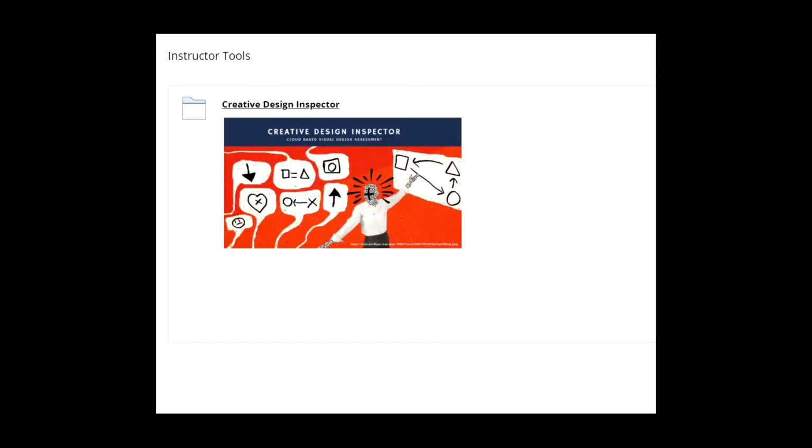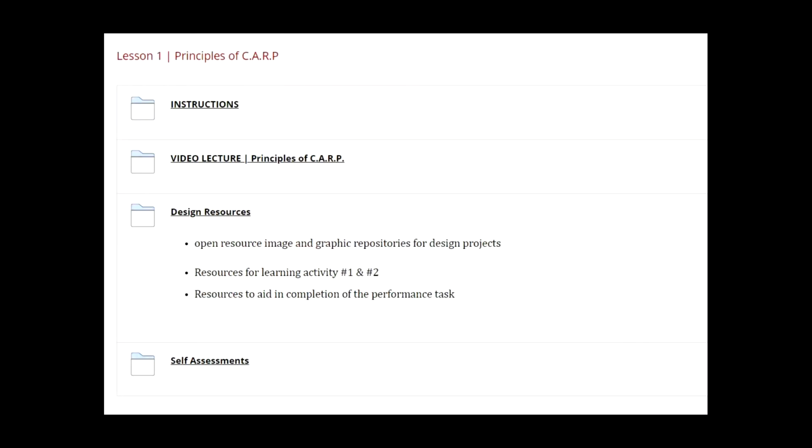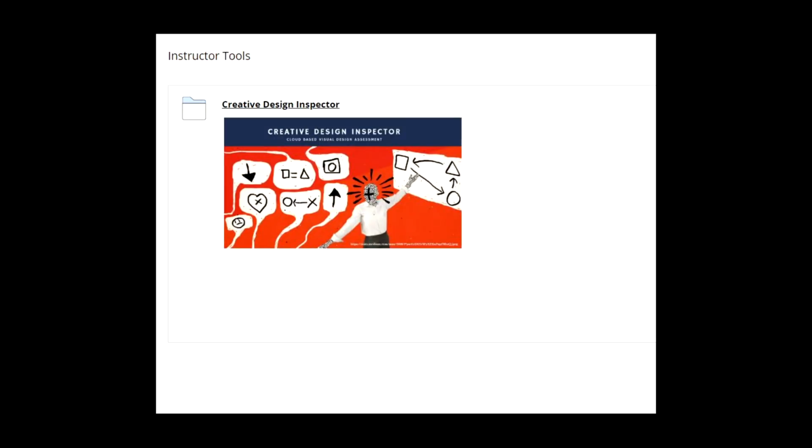All of the learning will be housed on the Blackboard Content Management System, which will have written instructions on completing the lesson, the video lectures on the CARP principles, access to open resource image and graphic repositories for design projects, self-assessment surveys, resources for learning activities, resources to aid in the completion of the performance task, and the instructor will have access to the Creative Design Inspector tool.